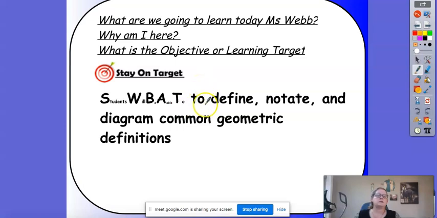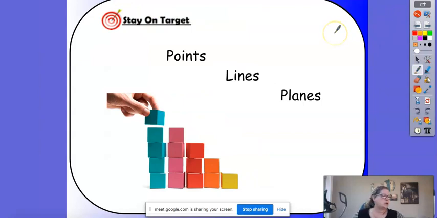So that by the end of this, you should be able to define, notate, and diagram common geometric definitions. That's our goal for the day. So I'm going to go to the next slide. Everything in geometry, the building blocks of geometry, are all based on points, lines, and planes. Those are the first three definitions we go over, because everything else can be defined with points, lines, and planes.